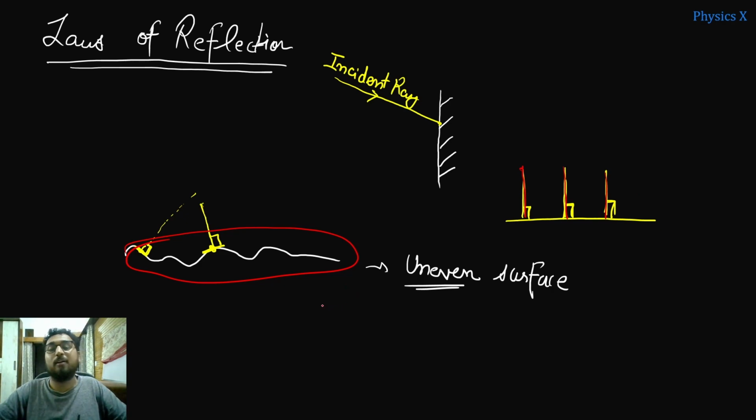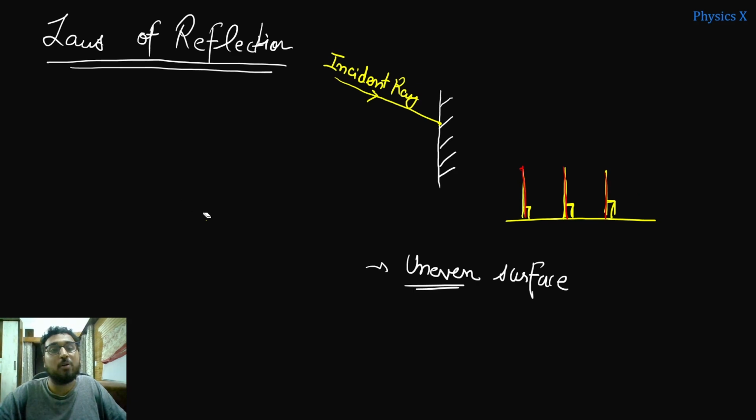We will be learning about different types of reflection, that is diffused reflection, and perfect reflection. As I told you, the quality of reflection will depend on the surface. If this is an uneven surface, we will not have a very crisp reflection. So this is the importance of surface and normal.